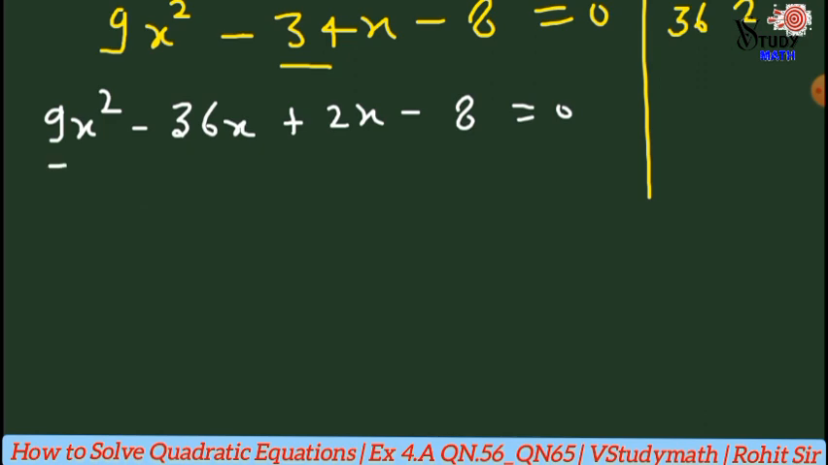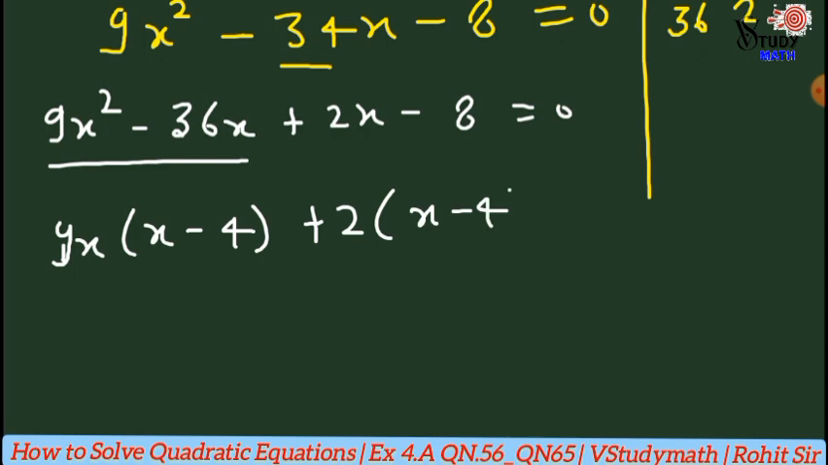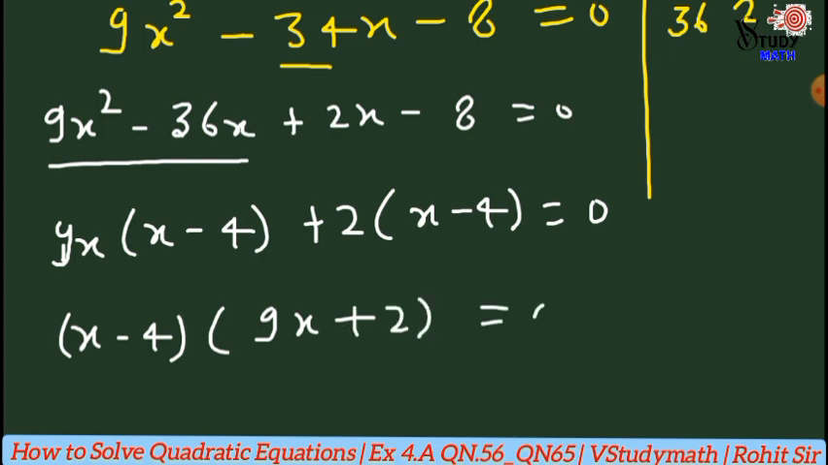Take the common factor from the first two terms, that is 9x. So we have x minus 4. Now here we can take 2 as common, so we have x minus 4 is equal to 0. Now x minus 4 is the common factor in both terms. Then we have 9x plus 2 is equal to 0. Now put x minus 4 is equal to 0 or 9x plus 2 is equal to 0.